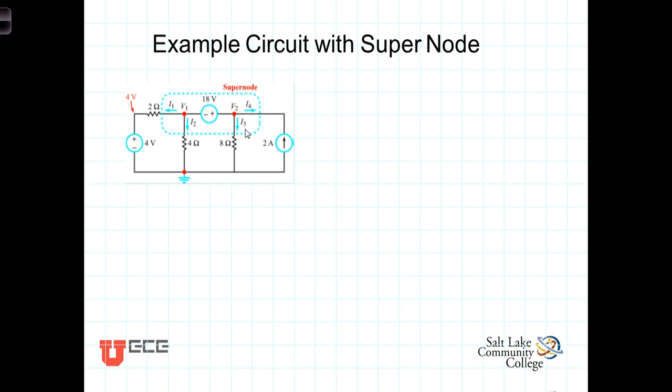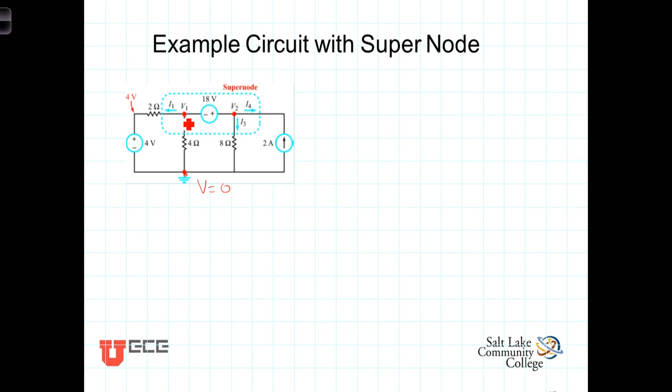the node voltage approach. We start by identifying our critical nodes, 1, 2, 3 critical nodes. This one we have identified as our reference where V equals 0. And we've assigned this node here the voltage V1, or the variable V1, and this node here, the voltage of that node, we have assigned the variable V2. Now to understand what's happening, let's just go ahead and write the two node equations.